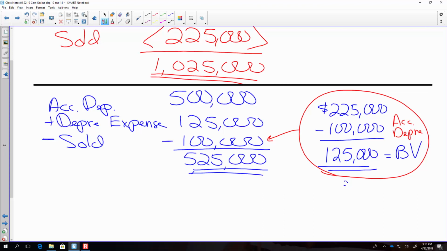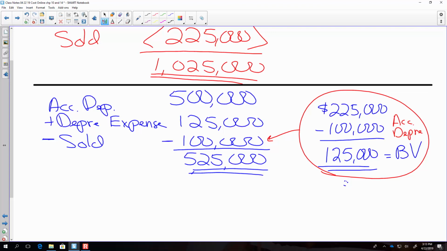If you look on the income statement, you'll notice that the depreciation expense was 125. If I look at the balance sheet, the accumulated depreciation at the start of the year was 500. It jumped to 525. It ties out, right? If I take the 500 plus the new depreciation minus the accumulated depreciation on the equipment sold, that gets me to 525.